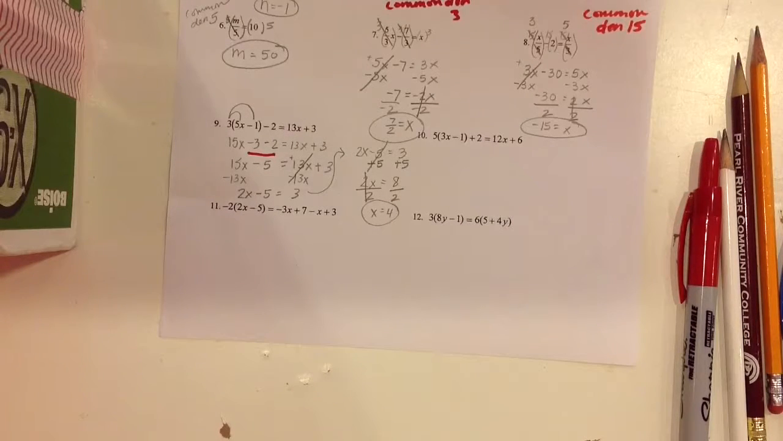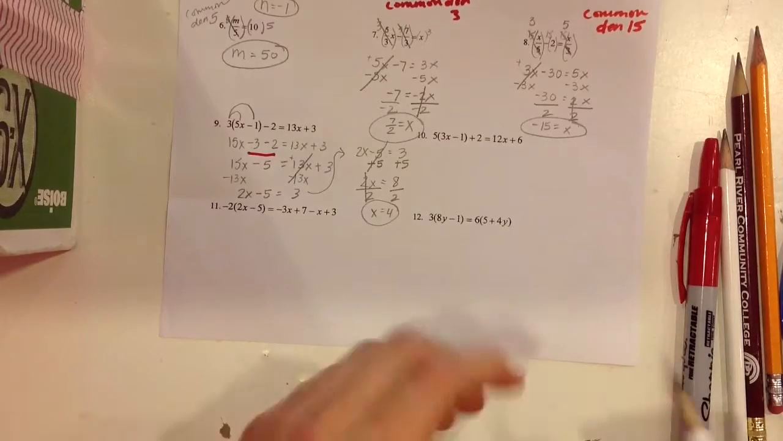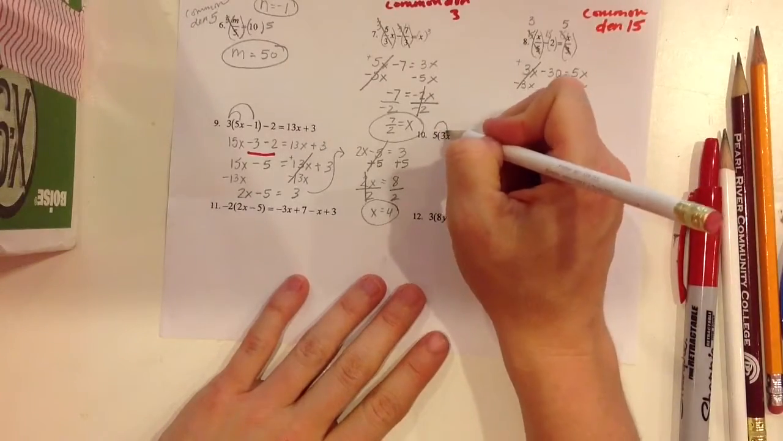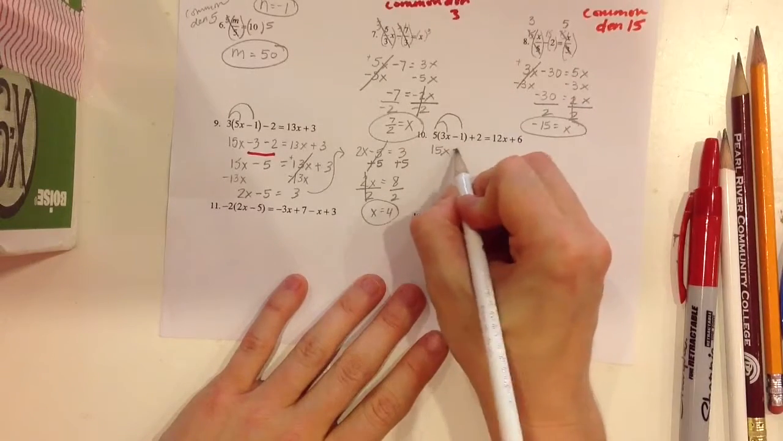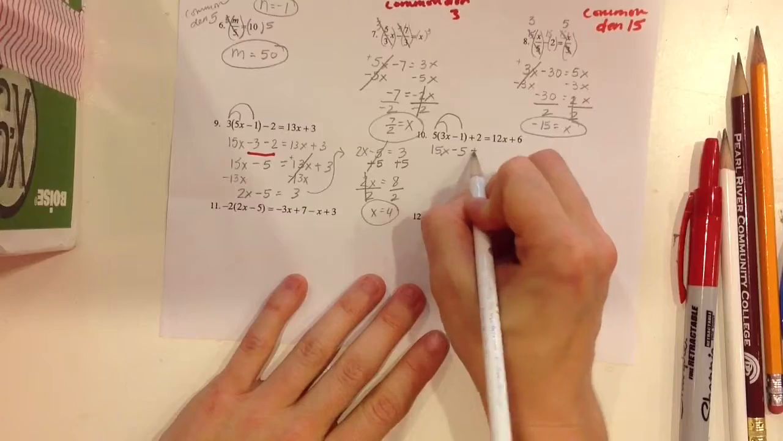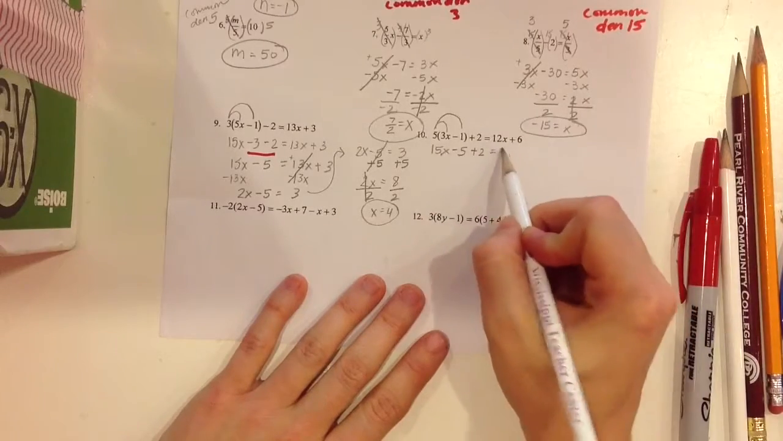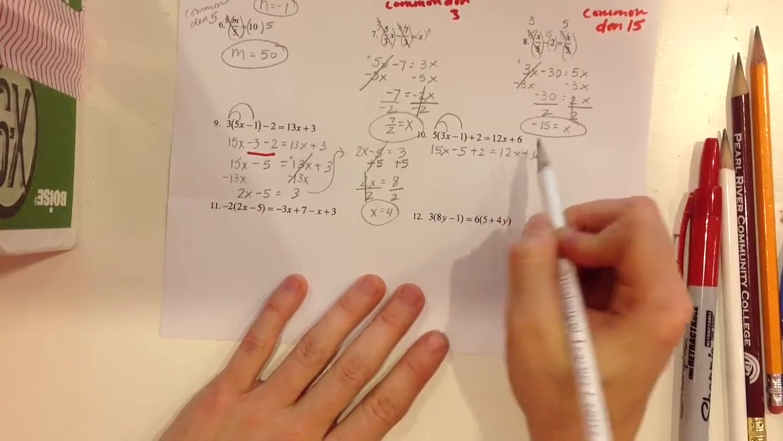The next problem is pretty similar to number 9. So let's go ahead and do it. So we have, again, grouping symbols. So I have 5 times 3x gives me 15x. 5 times negative 1 gives me negative 5. Bring down the plus 2 equals 12x plus 6.